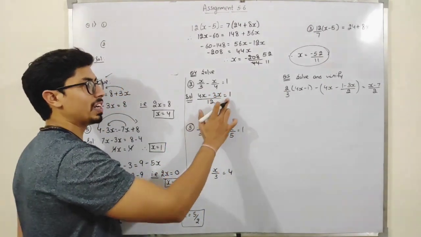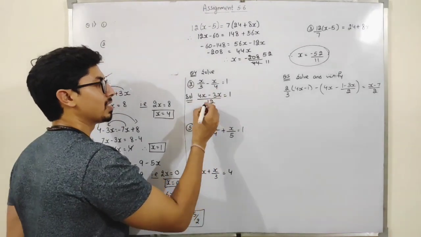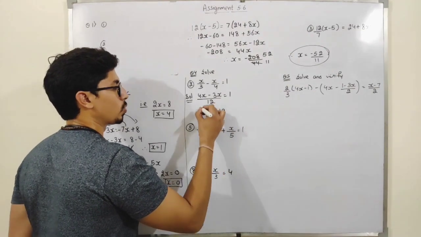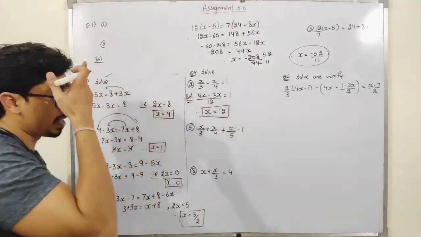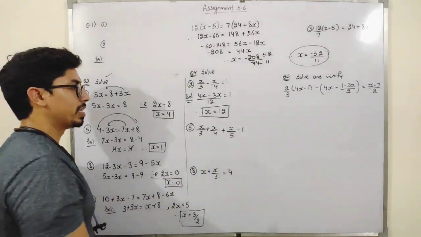12 is in division. When it goes, it will be multiplication. 1 into 12 is 12. So 4x minus 3x. Therefore it will be x. And x is equal to 12. X is 12. Okay. Now moving forward to the 5th part, students.